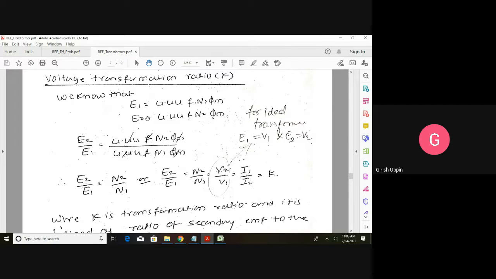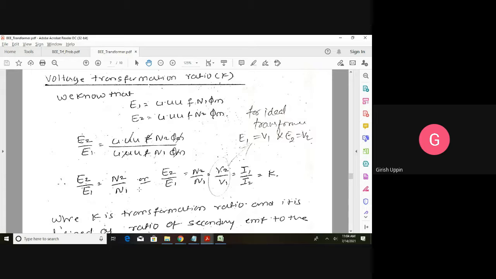And we already know the equations for the primary and the secondary EMF. We can substitute here. E2 is 4.44 F N2 phi m, and E1 is 4.44 F N1 phi m. All these values, 4.44, F and phi m, will get cancelled. What remains is N2 by N1. Therefore, E2 by E1 is equal to N2 by N1. And if you remember, earlier when we started discussing the transformer, we did this derivation where we proved E2 by E1 is equal to N2 by N1.